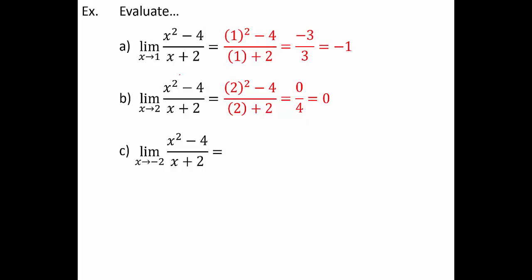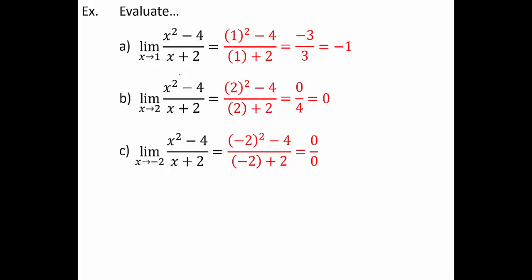And the third one, this time we're going to plug in negative 2. So negative 2 squared minus 4 over negative 2 plus 2. But this time something interesting happens. We get negative 2 squared or positive 4 minus 4 on the top, which is 0. We also have 0 on the bottom. So this is where we need to pause and think about, what does that mean?